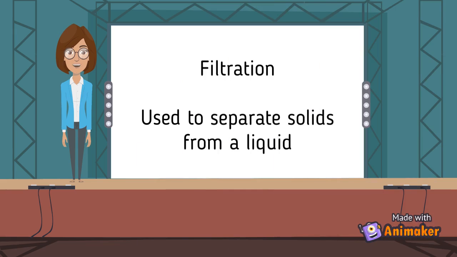First of all, let's learn about the process of filtration. This process is used to remove solids from a liquid. The liquid containing solids is poured into a beaker through a funnel, and during the process, the filter paper traps all the solid particles, which can be removed. The liquid passes into the beaker without the solid particles. It's that simple.